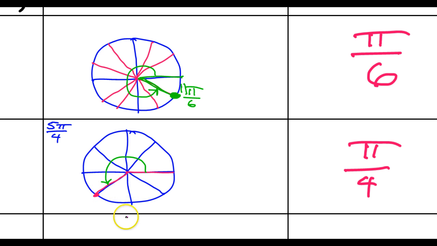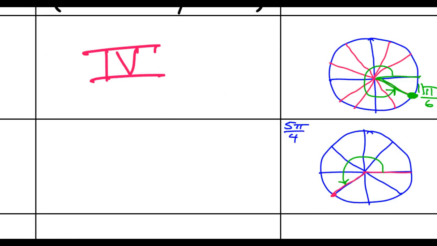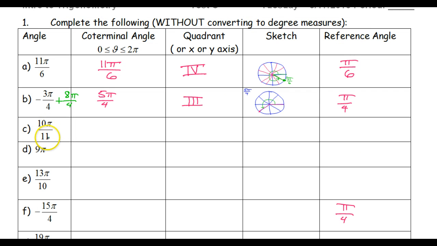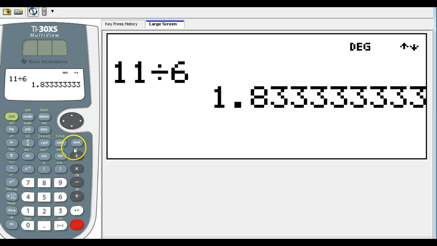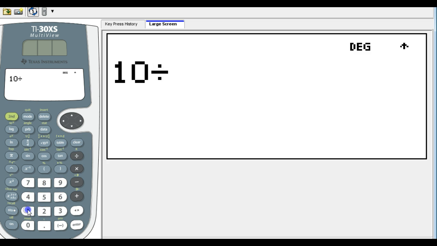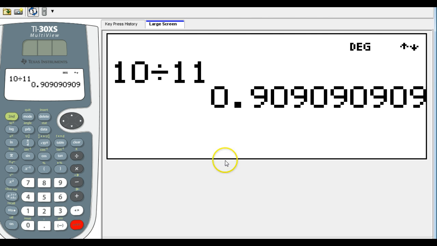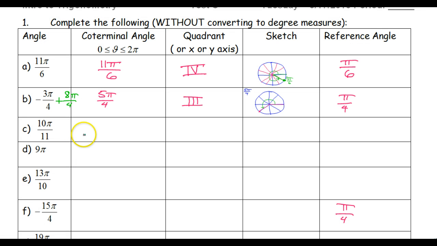Okay, that puts me in the third quadrant. Now look at C, 10 pi over 11. What's 10 divided by 11? Well, even without a calculator, I know this is going to be less than 1. So once again, this is already between 0 and 2 pi, so I don't need to change it. I'm just going to recopy this 10 pi over 11. Don't go adding 2 pi, because that's going to make it bigger than 2 pi. So just recopy it.